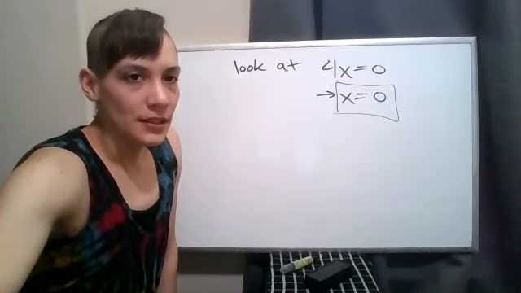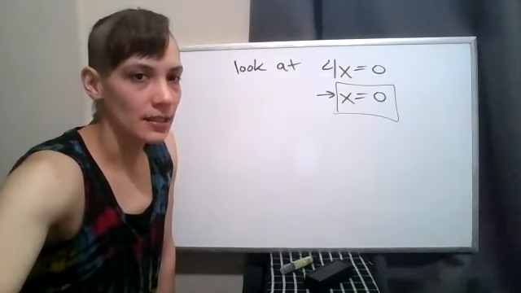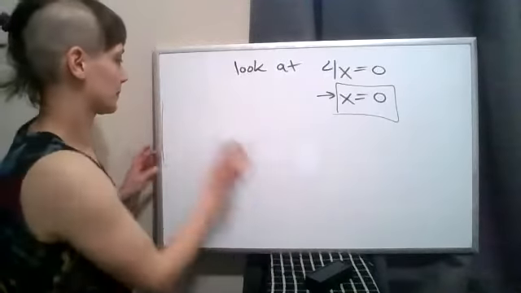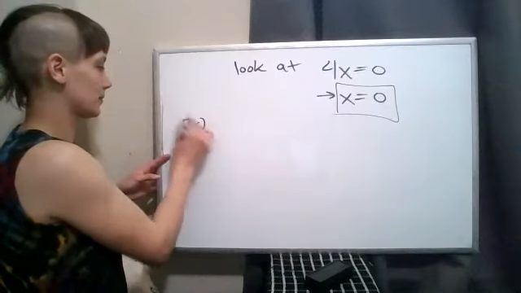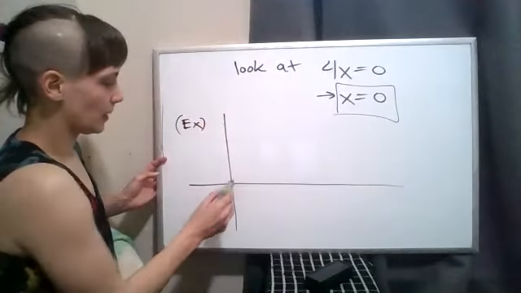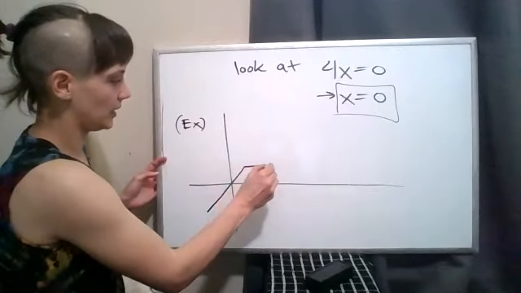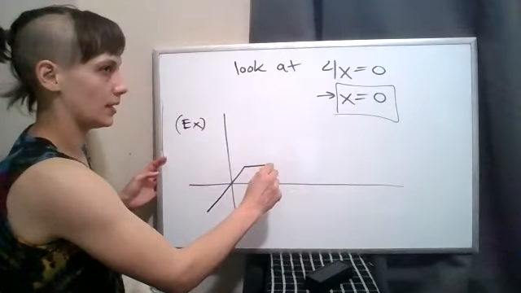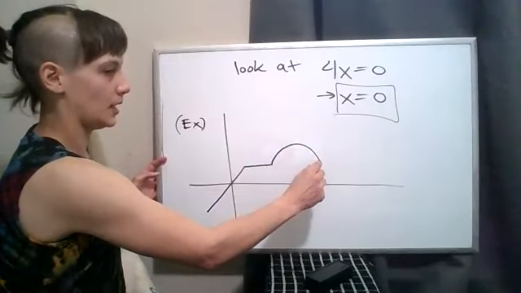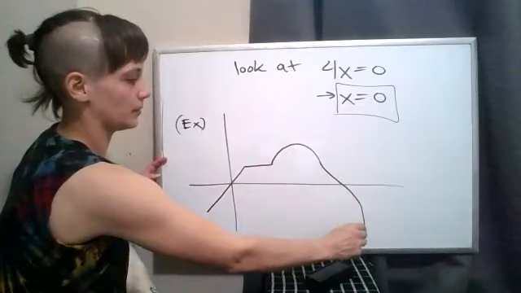Next one is just a graph of a function, and we want to find where it's increasing, decreasing, concave up, and concave down. Let's have a straight line and then go flat. And then we're going to do a half circle. And then maybe over, down.